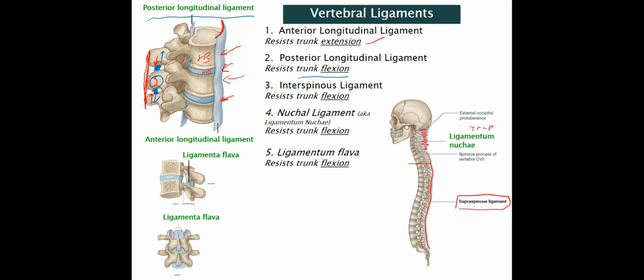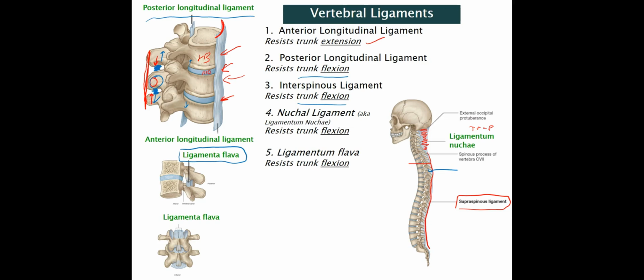Similarly, those interspinous ligaments would also resist trunk flexion. You could see the interspinous ligament over here a little bit as well, as does the ligamentum flava. That's a plural for flavum. The ligamentum flava would be ligaments that span between the lamina. So it's hard to see in here, but these are between the lamina of various vertebrae.